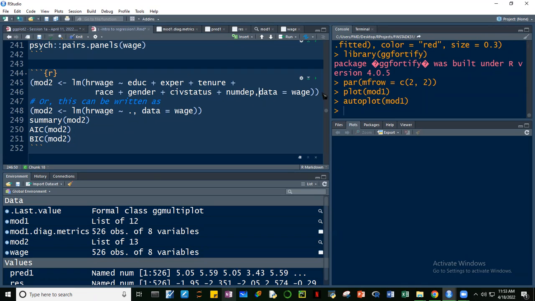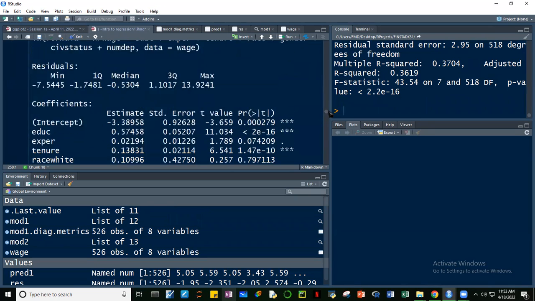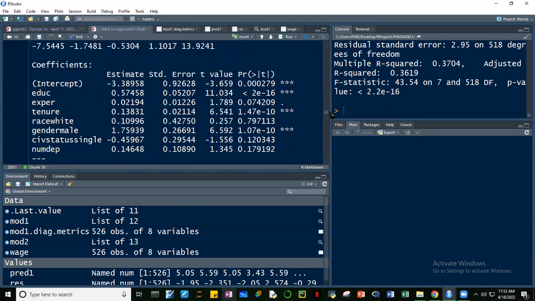So let's just run this model 2. I already ran it, so please run it again, guys. And then I'll just summarize it again. Summary model 2. Okay, and this was our output last time. So I think we discussed this in greater detail last time. Now, you notice that we have here 3 categorical variables that are factors: race, gender, civil status.